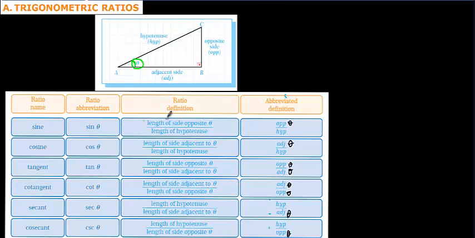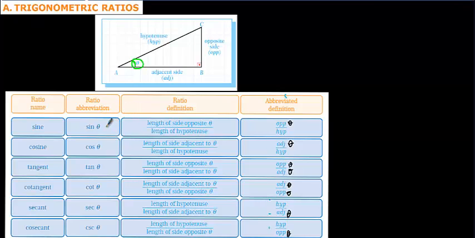Here we have all the ratios. If I name the sides A, B, C, we have A over B, B over A, C over A, and all these give us the trigonometric ratios.